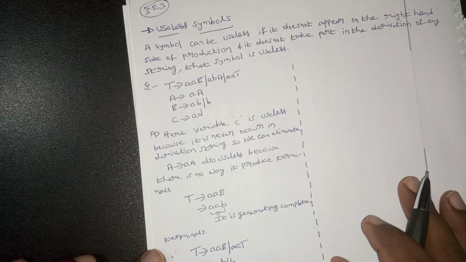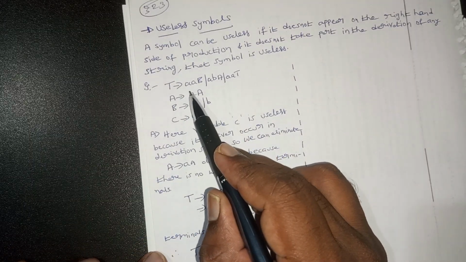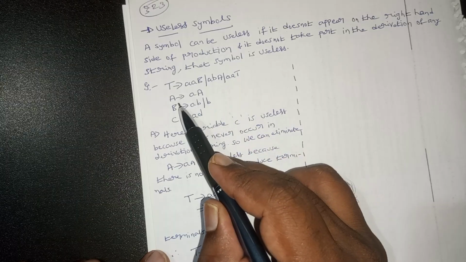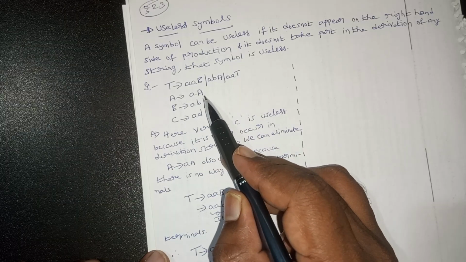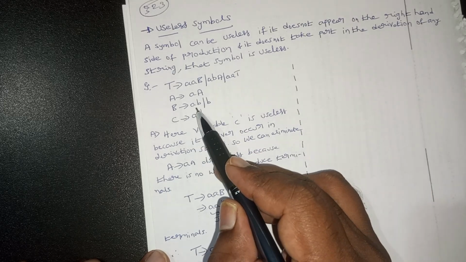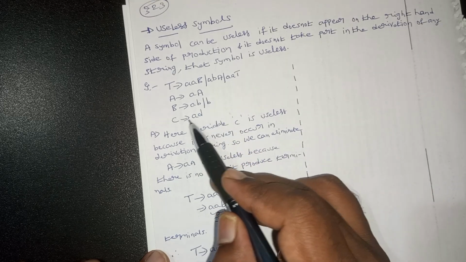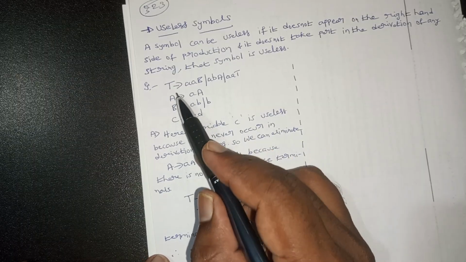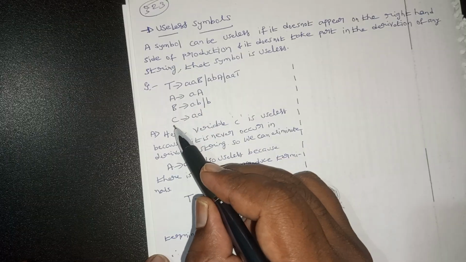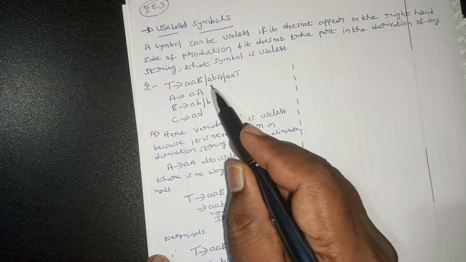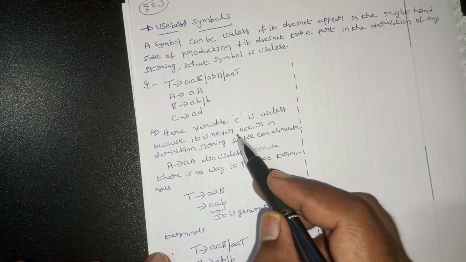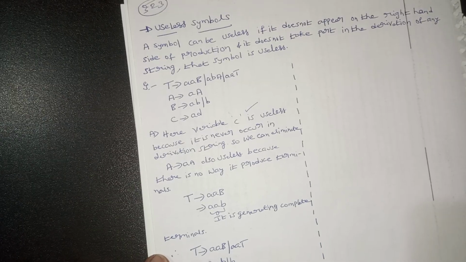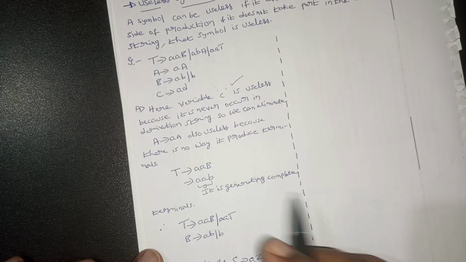Now you see here, I am taking an example. T tends to aBaaT. A tends to aA. B tends to ab or small b. C tends to ad. See what they are saying. By observation, symbol means nothing but a non-terminal. So the capital C is not appearing anywhere in the right hand side. So C is the useless symbol. Okay, C is the useless symbol.